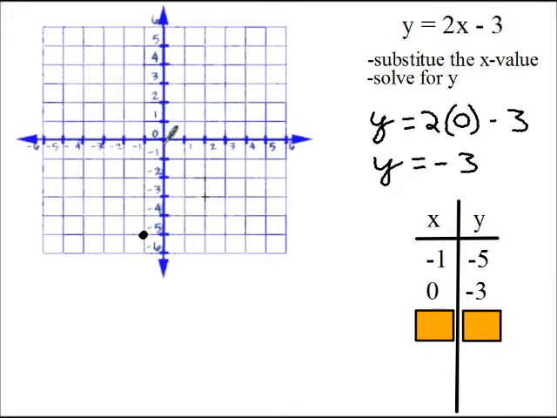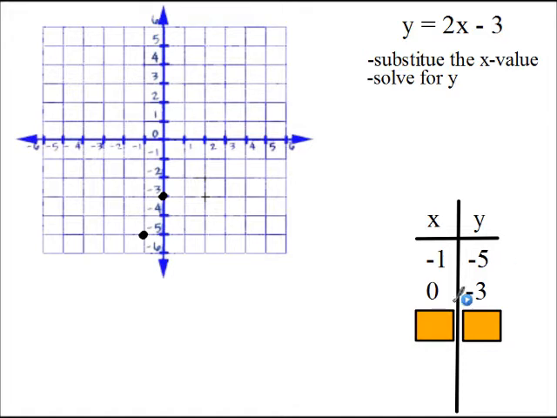Since my x-coordinate is 0, I'm not going to move to the left or to the right. And instead, I'll just move down 3 for the y-coordinate. So right about there. We can now draw our line if we choose to, because we have 2 points. But since we have to find one more additional point, we'll go ahead and find it.